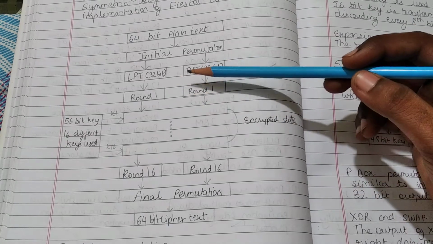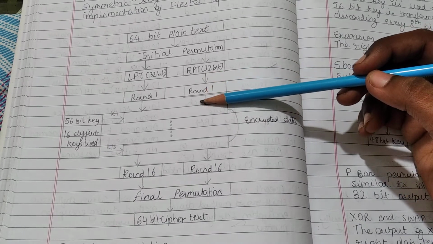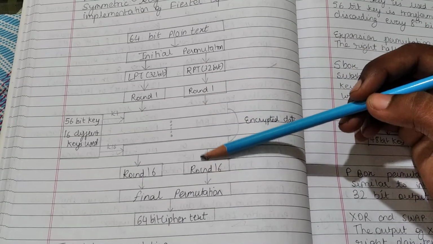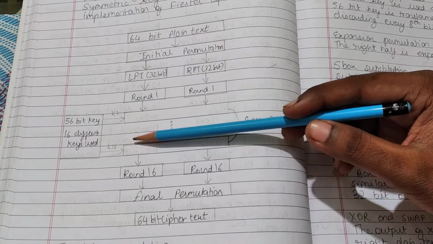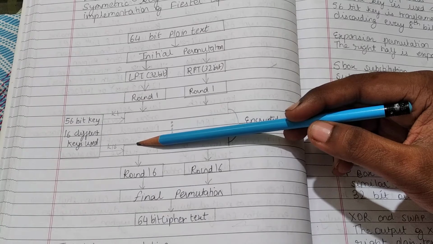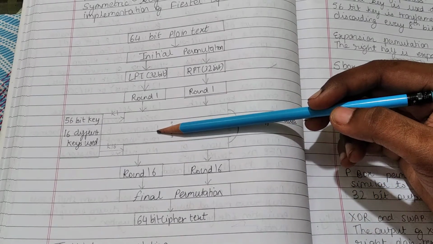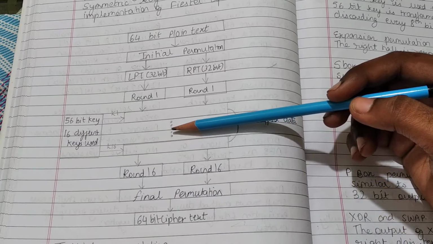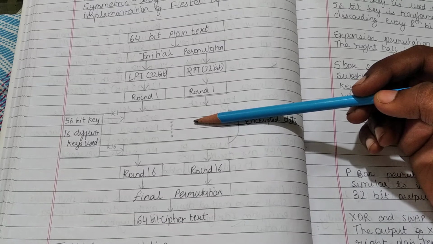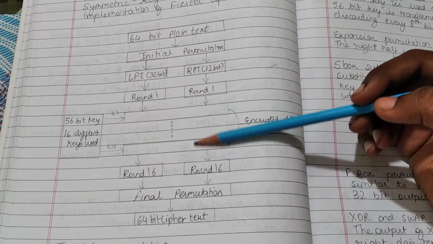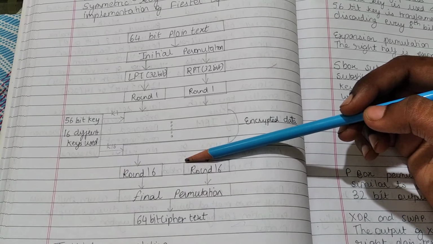The left plain text and the right plain text undergo 16 rounds of encryption process along with 16 different keys for each round. After 16 rounds of encryption process, the left plain text and the right plain text get combined and the final permutation is performed on these combined blocks. The final permutation produces a 64-bit ciphertext.